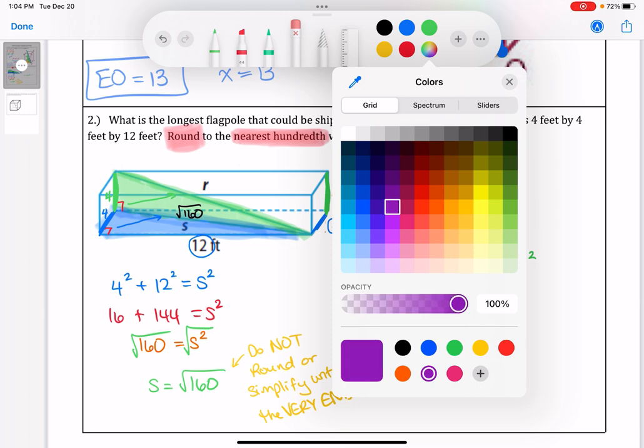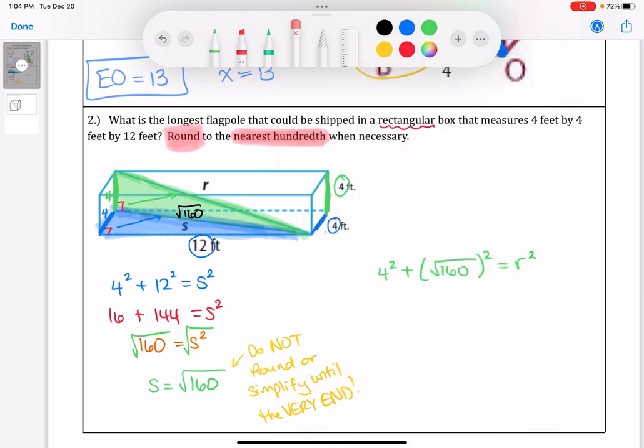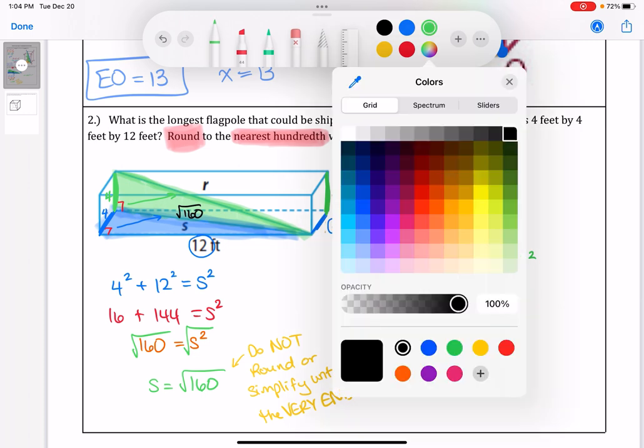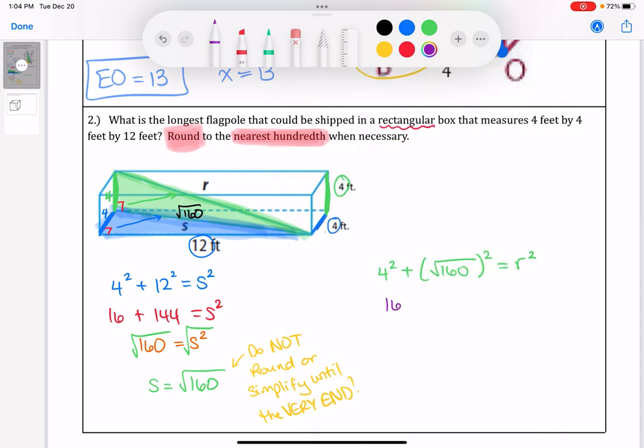All right. Now, 4 squared is 16. And the square root of 160 squared, well, the square root and the squared just cancel out, and I just get 160. So leaving it without simplifying or anything like that actually saves me a whole bunch of time, because I'm just going to end up getting rid of the square root anyways. So that's what I recommend. Don't simplify or round till the very end. Well, let's see. 16 plus 160 gives me 176.